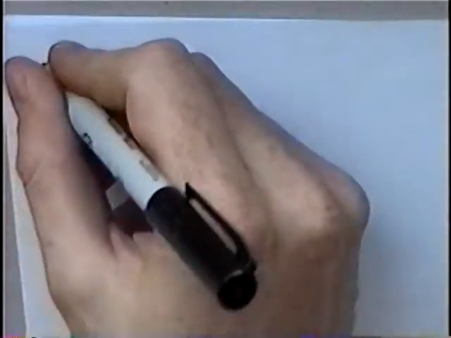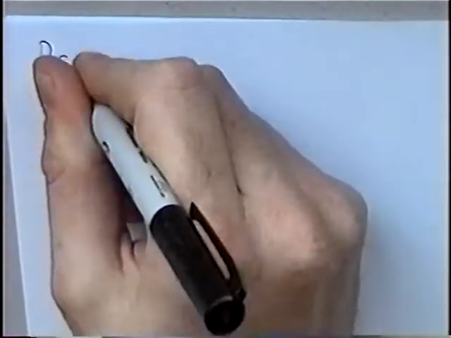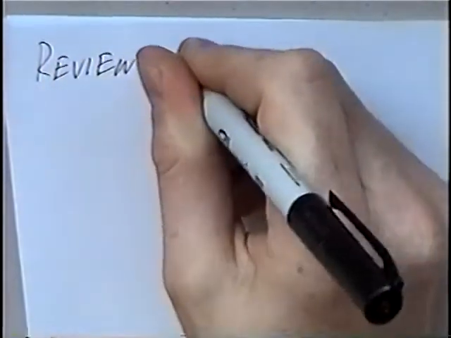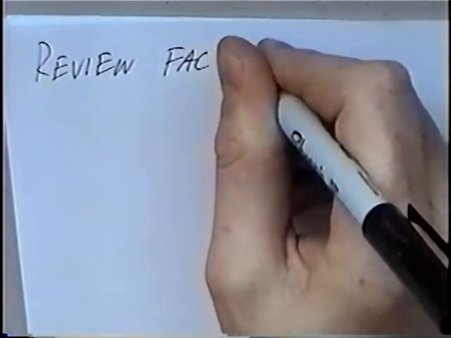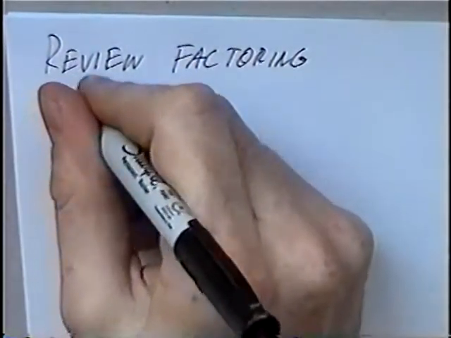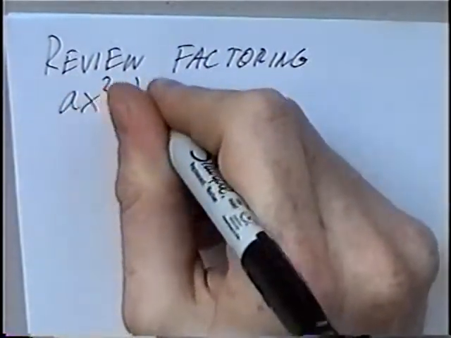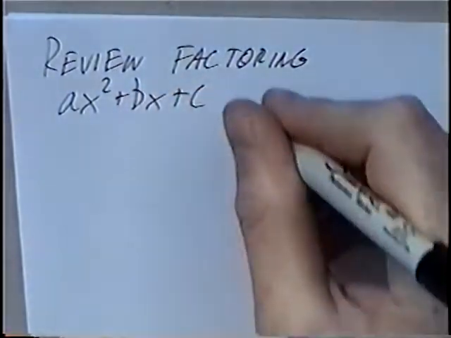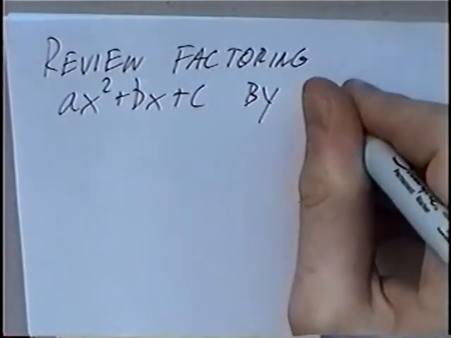Title of the last section today is Review Factoring ax squared plus bx plus c by guess and check.